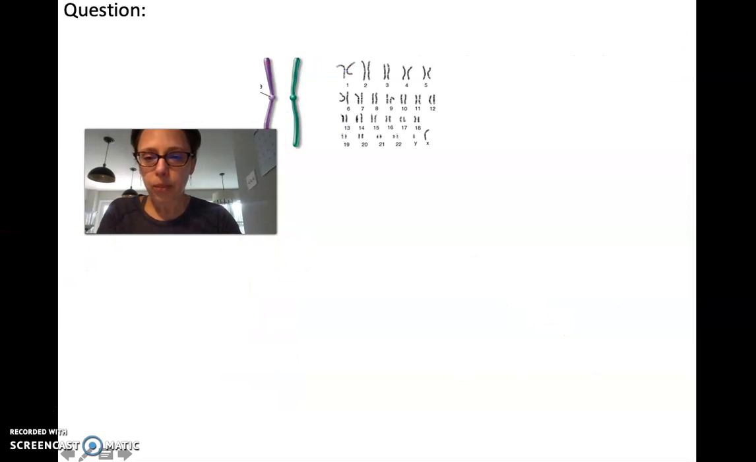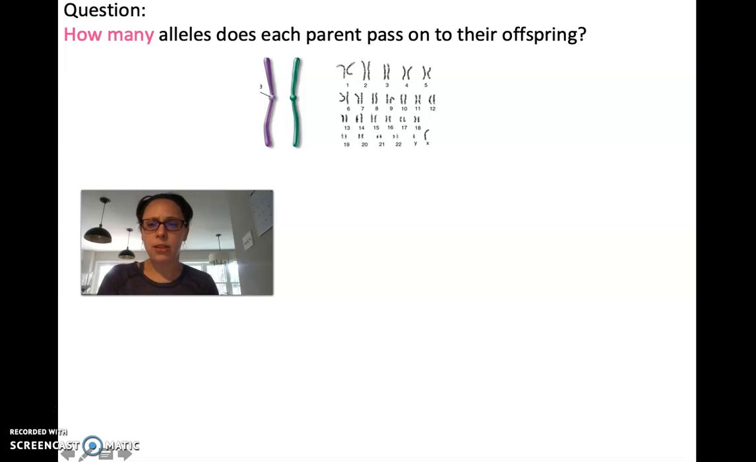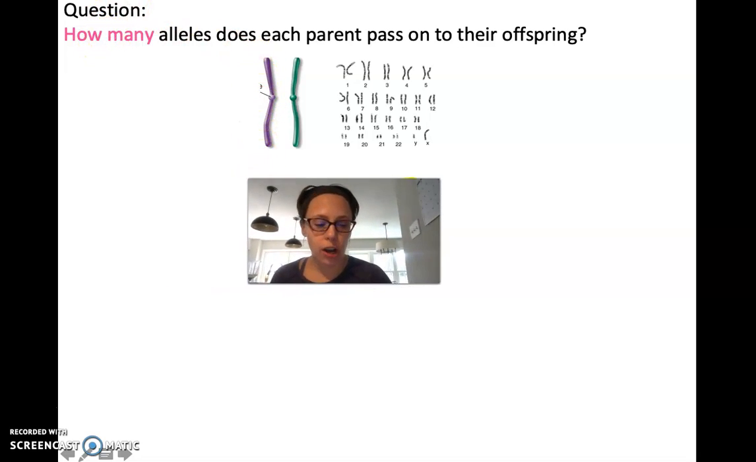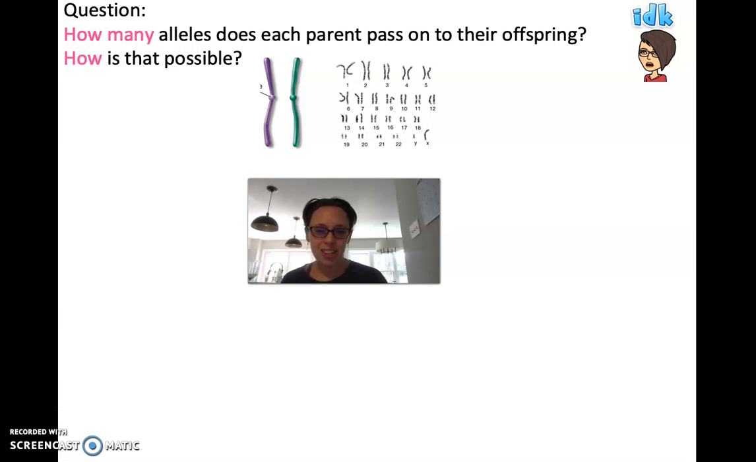Okay, so now that we've established that he has 2 copies, how many alleles does each parent pass on to their offspring? So mom and dad are going to have a baby, and he has 2 chromosome 11s. How many chromosomes, and therefore alleles, is he going to pass on to his child? Do you know? I think he knows.